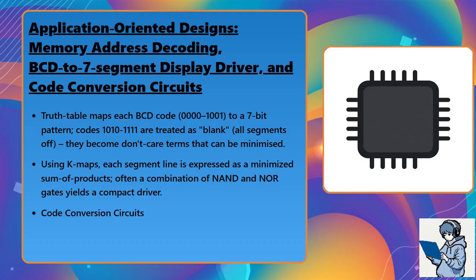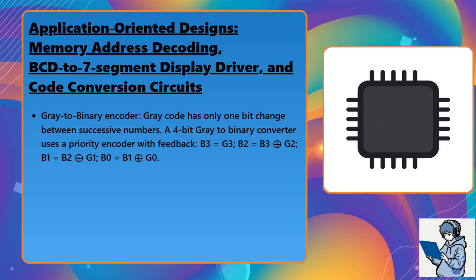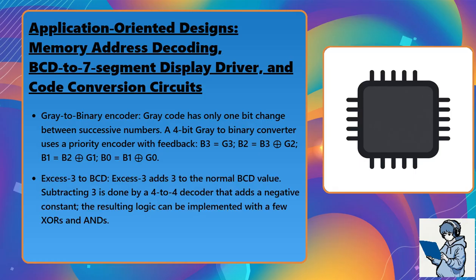Code conversion circuits. Gray to binary encoder. Gray code has only 1-bit change between successive numbers. A 4-bit Gray to binary converter uses a chain of XORs with feedback. B3 equals G3, B2 equals B3 exclusive or G2, B1 equals B2 exclusive or G1, B0 equals B1 exclusive or G0. Excess 3 to BCD.